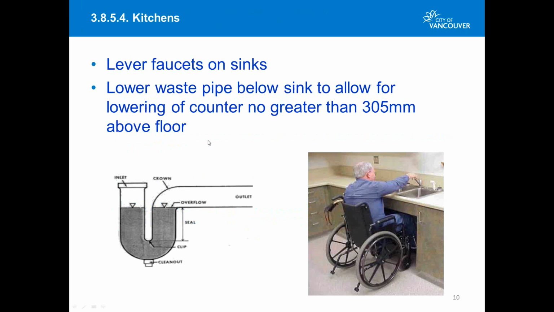We'll require a lower waste pipe below the sink in the kitchen, and that's so that somebody can more easily lower their sink in the future if somebody in a wheelchair wants to have a lower sink.